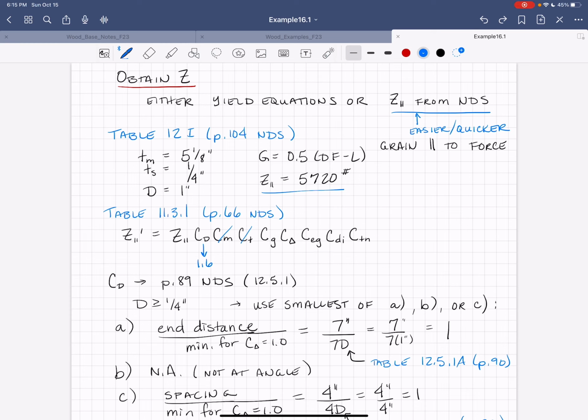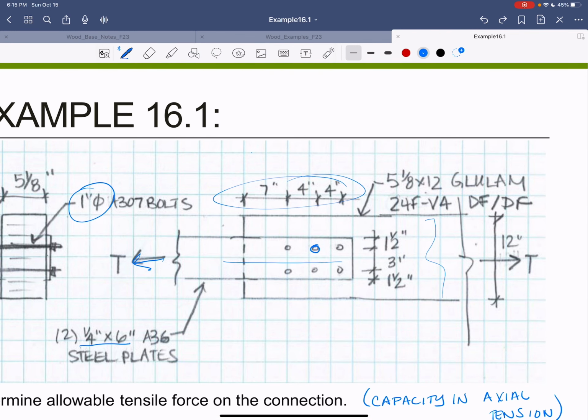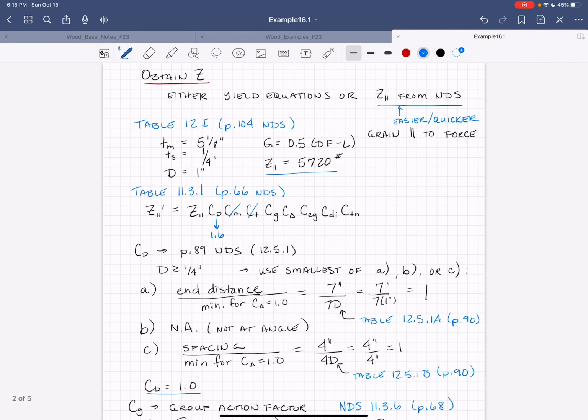Okay, so we're going to use the tables from the NDS for grain parallel to the force, because if I look at this, the force is in the axial direction, the wood grain is also in the axial direction. Table 12I, which is page 104 of the NDS, gives me the values that I need to start looking for Z in this case. And so much like we've done for everything else in wood, we're going to have a Z prime equal to the Z from the table and then all the C values.